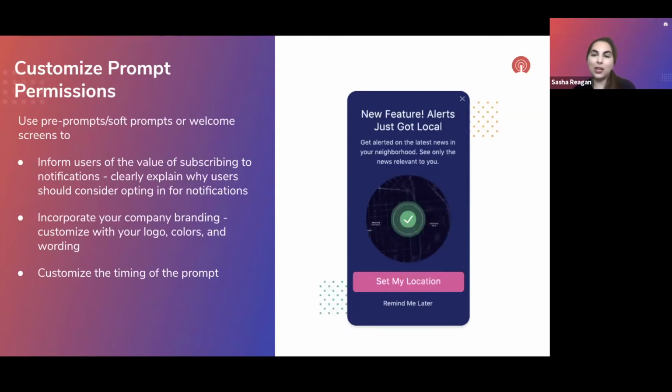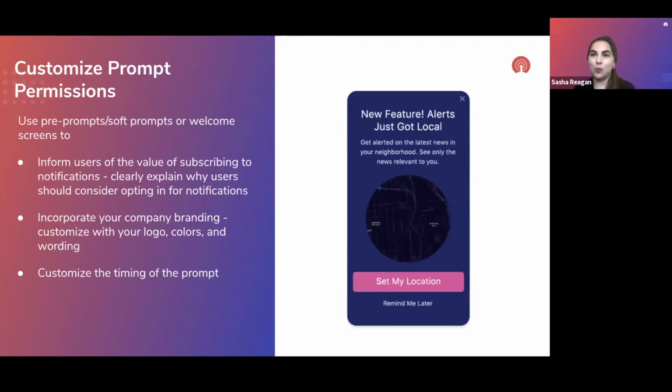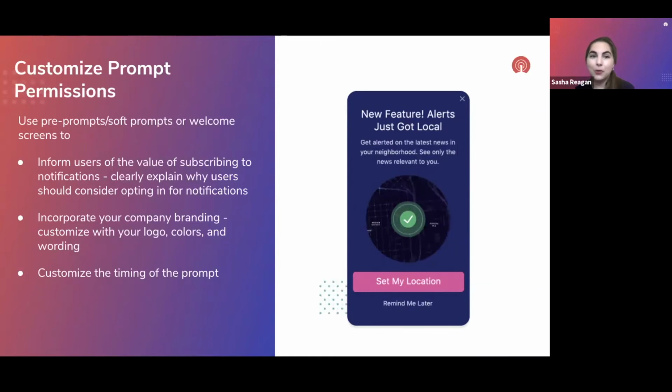So in-app messaging can be used to pre-prompt those hard prompts from iOS, those gray ones that drop down that just say we want to send you notifications. There's not a lot of flexibility or creativity there, but you can use in-app to make your own pre-prompts and soft prompts. And what this allows you to do is inform users of the value of subscribing to those notifications. You get to explain your value prop or why someone would want to opt in for your notifications.